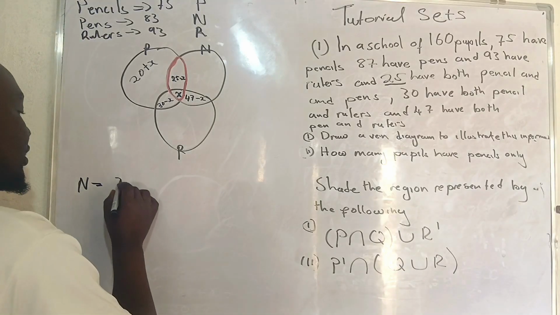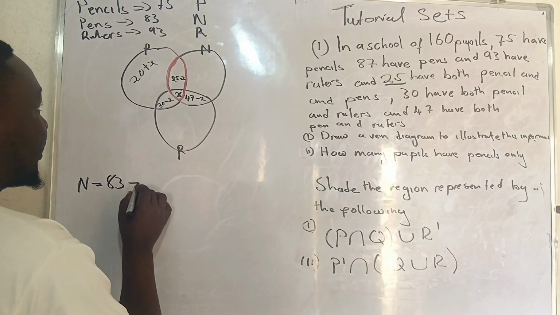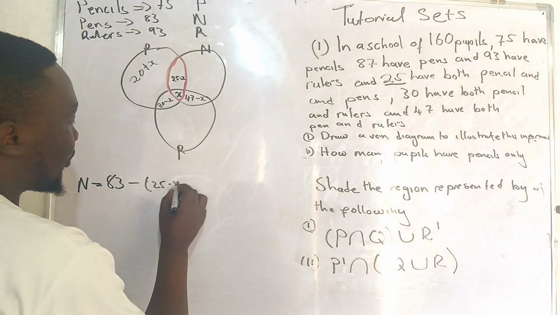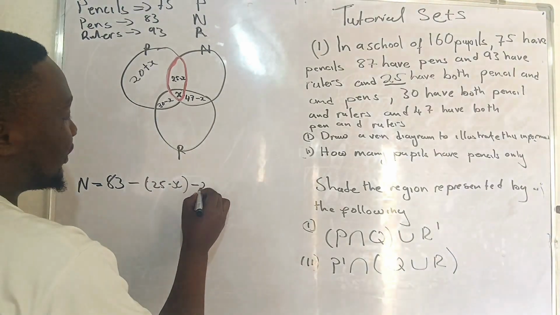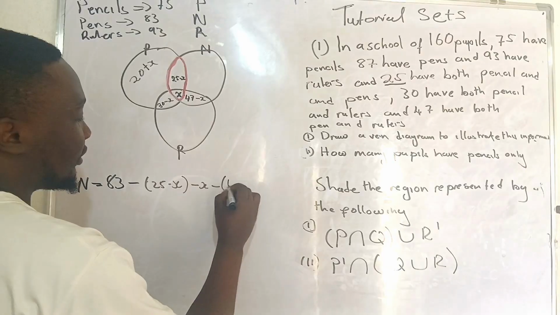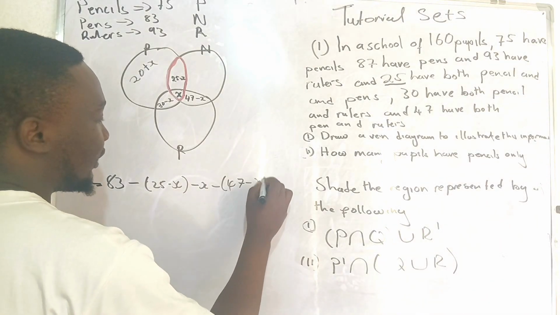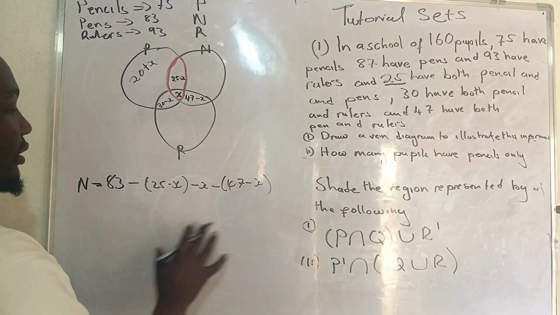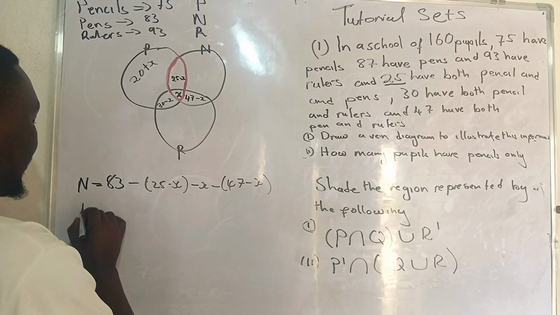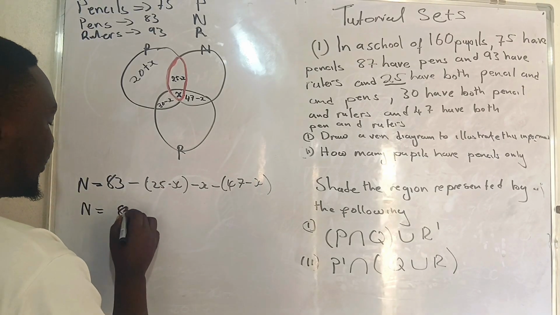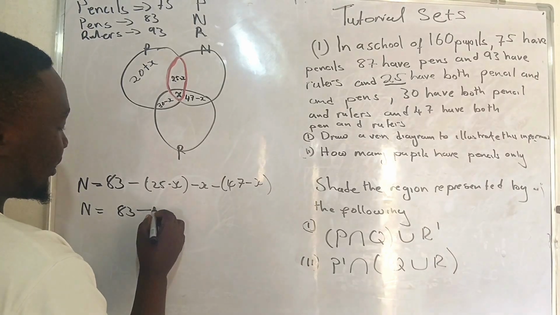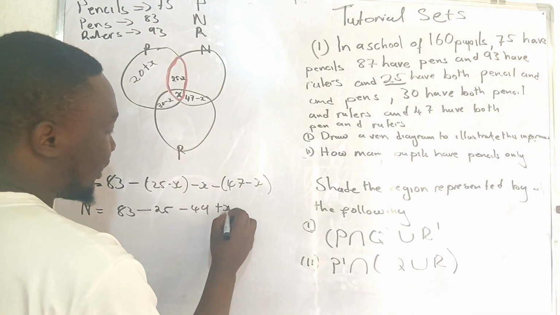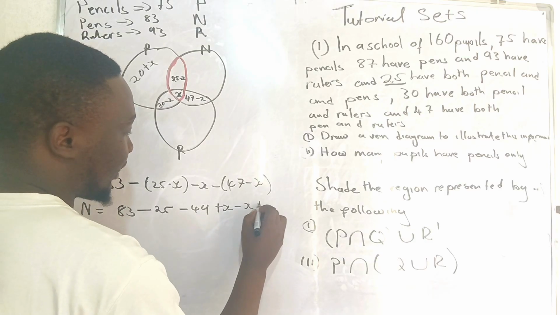So 83 minus this region, minus x, minus 47 minus x. Then we have this one. We're going to remain with N is equal to 83 minus 25 minus 49 plus x minus x plus x.